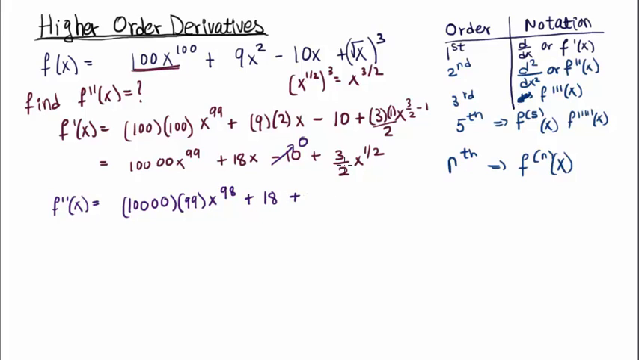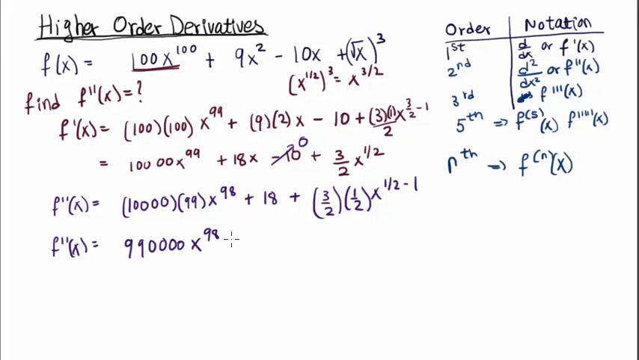Plus, keep the 3 halves, bring down the 1 half, keep the x, take 1 away from the 1 half, so 1 half minus 1. So what's my derivative of the derivative, which is the thing that I'm trying to find? So f prime prime of x is 99, 0, 0, 0, 0, x to the 98 plus 18 plus, what's 3 halves times 1 half? Well, it's 3 over 4, right? Times x to the negative 1 half.